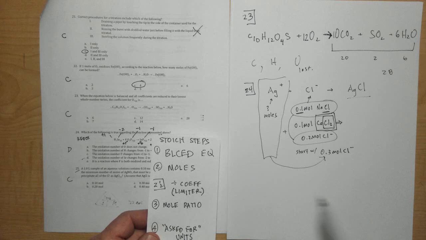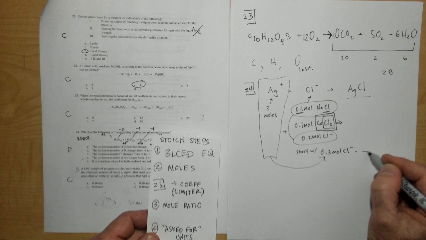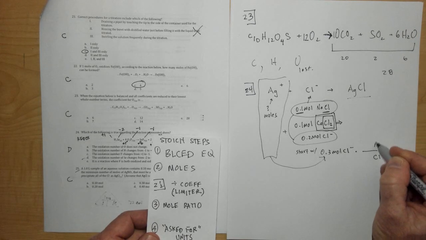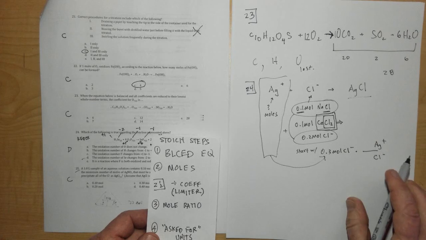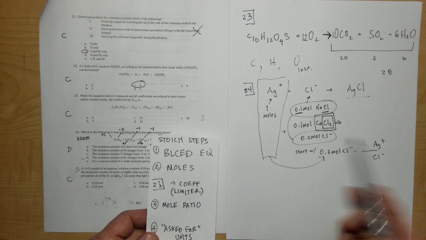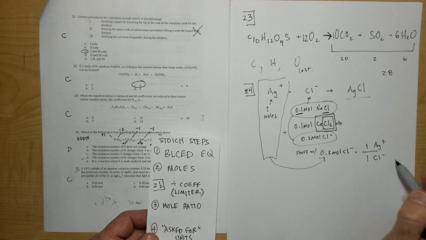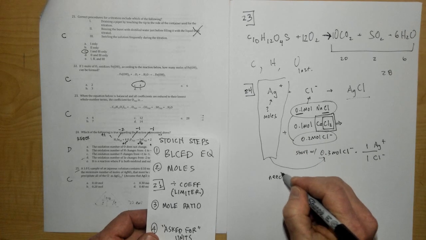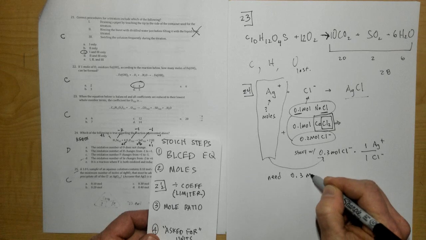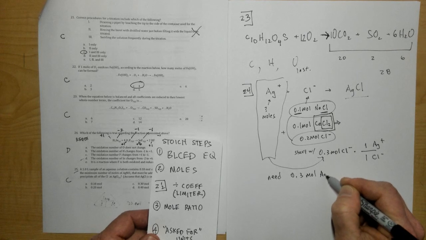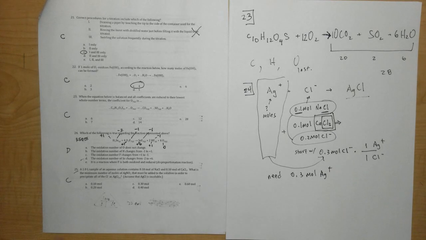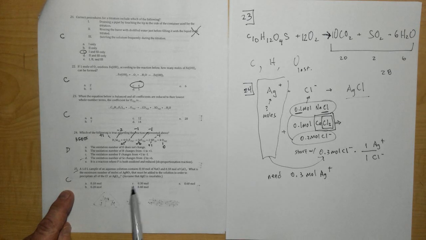Step number 3 then would be to do a mole-to-mole ratio, and so I would do chloride ion to silver ion to find out how much silver I would actually need. And it's pretty obvious from this equation that it's just a 1-to-1 ratio. And so I would need 0.3 moles of silver ion to make that happen, which is letter C right here.